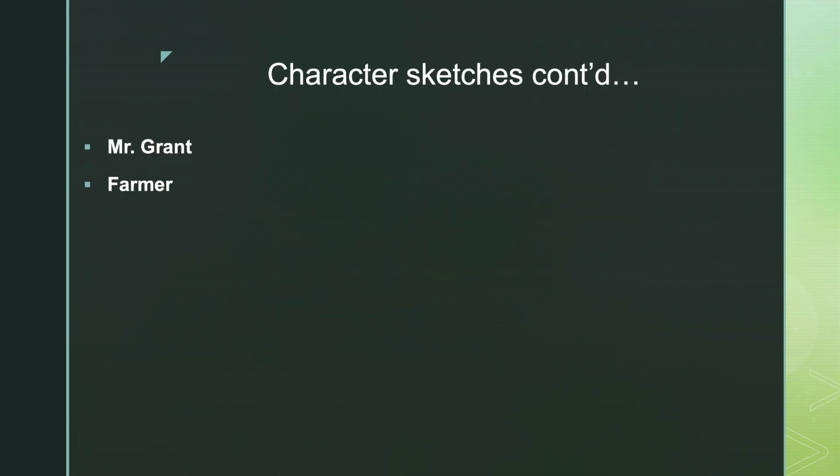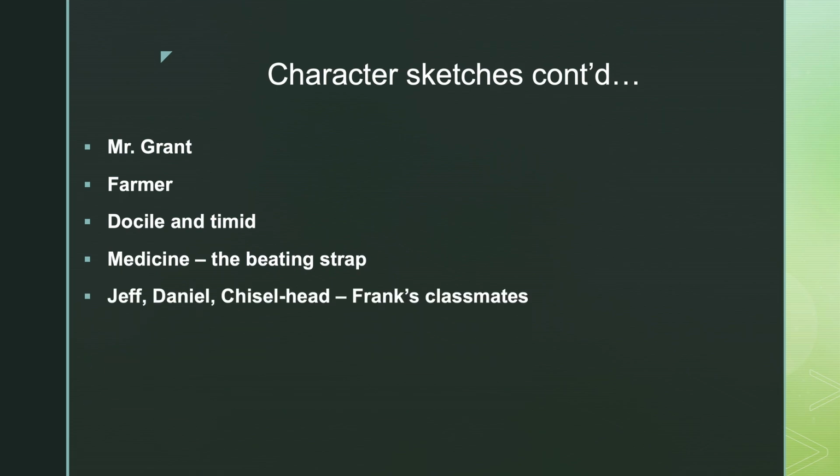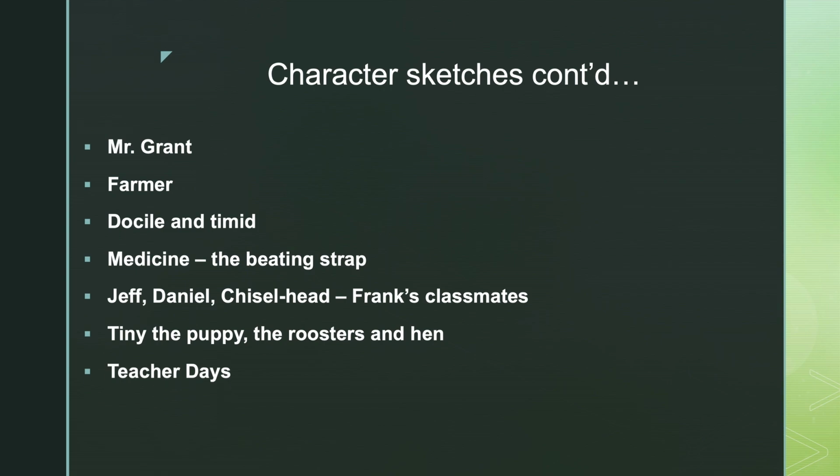Mr. Grant, he's a minor character in this case, but we still have to give him his props. He's a farmer, and he's a very docile and timid man. He's not in for the excitement and in for the argument and things like that. Medicine, the beating strap, as we said before, and all of the other characters and how they impact the story overall.